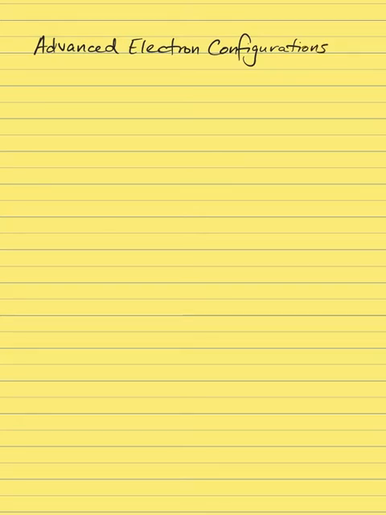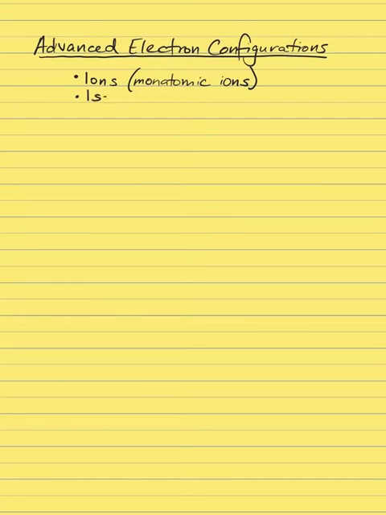And the two topics I'm going to talk about under advanced electron configurations are how we extend this concept to ions. And in particular, we're looking at what are called monatomic ions. A monatomic ion is an individual atom that's charged, as opposed to a polyatomic ion. And the other thing we're going to talk about is something called isoelectronic species.